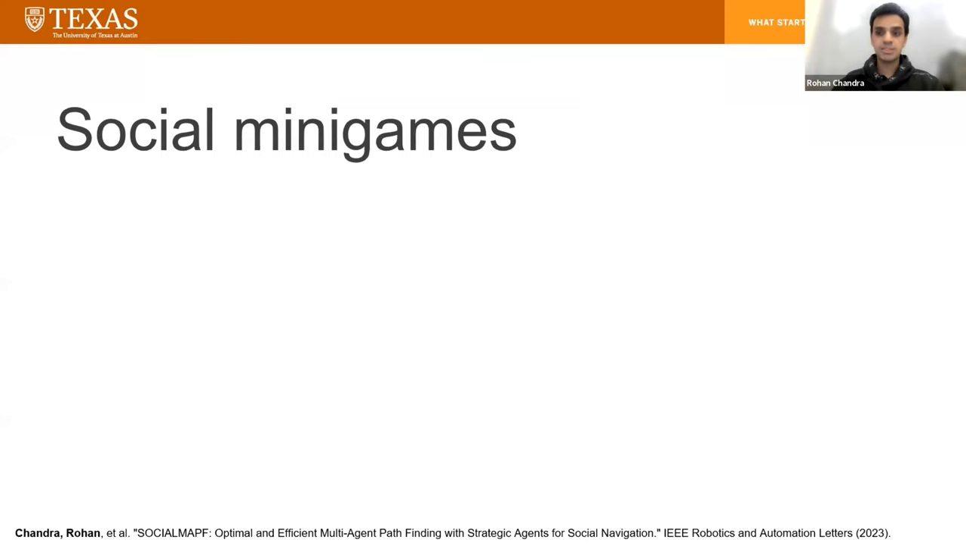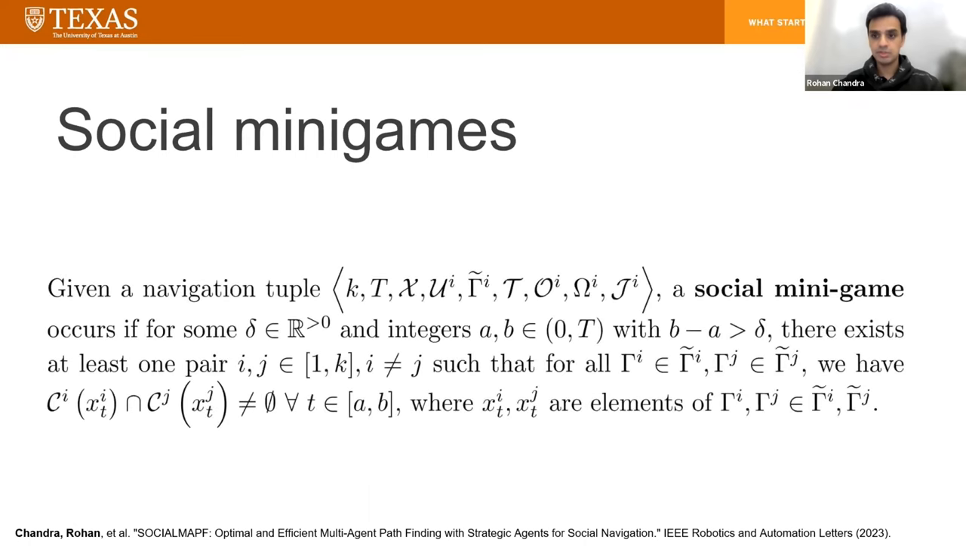And the problem is that's the best we can do. We don't really have a definition for social navigation up to now. And that is what I want to resolve here. So I propose a definition for social navigation through this construct that I call social mini games. Social navigation, I'm still going to claim, does not have a real definition, but what we can do is define this thing called social mini games.